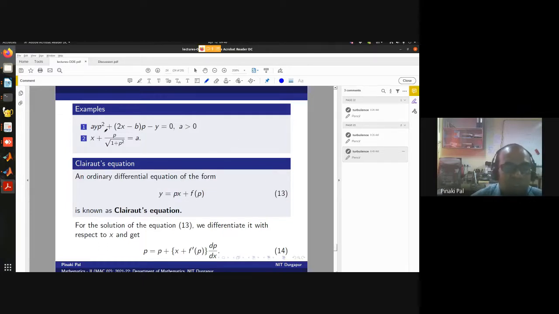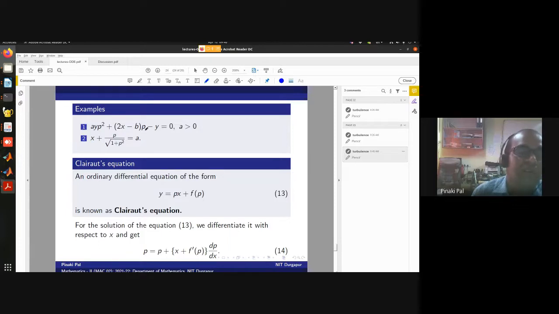a y p square plus (2x minus b) p minus y is equal to 0. Here a is a number which is greater than 0, a positive real number, and b can be any real number. b is also a constant, but it can be positive or negative, while a is positive.